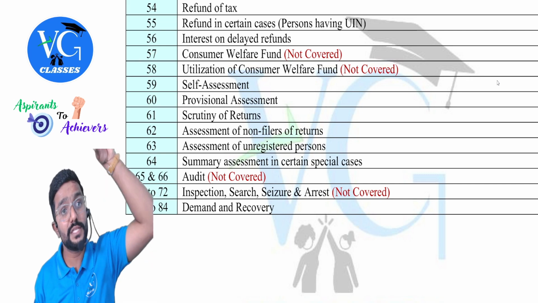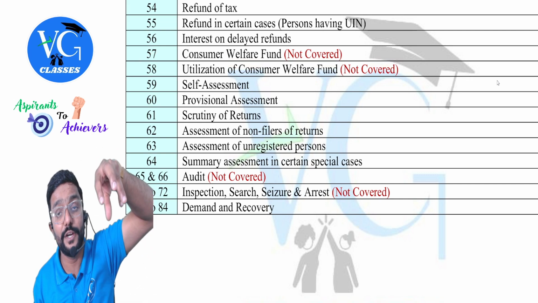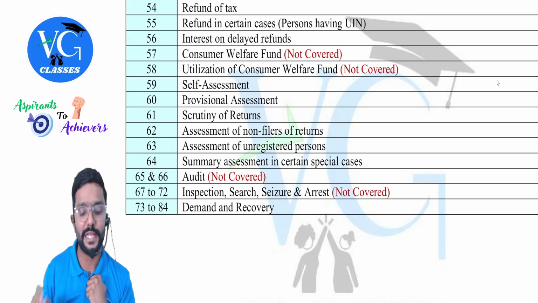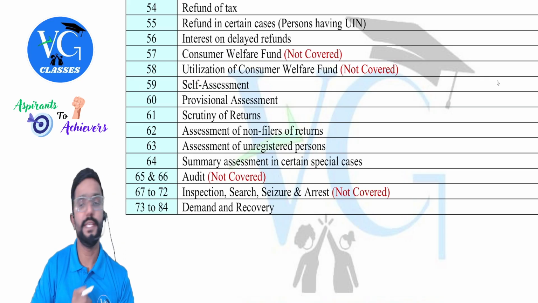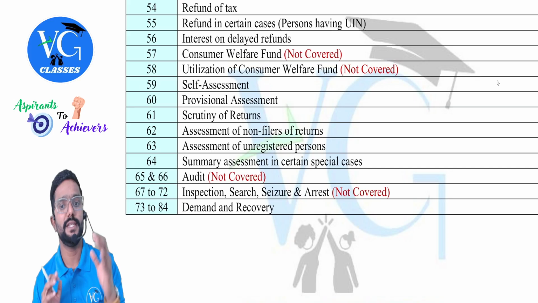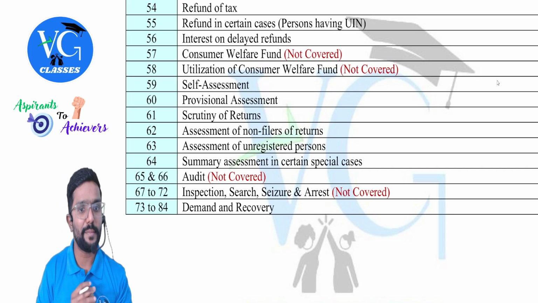And whatever amount is there in the consumer welfare fund, for what purpose it has to be utilized is given in section 58. Is that clear? Yes. Now, those two are not a part of your syllabus.